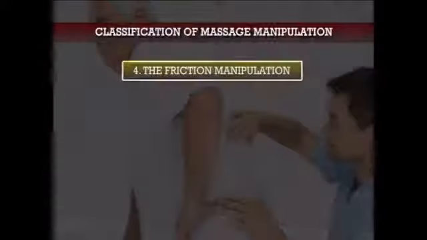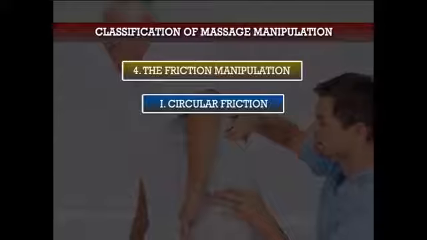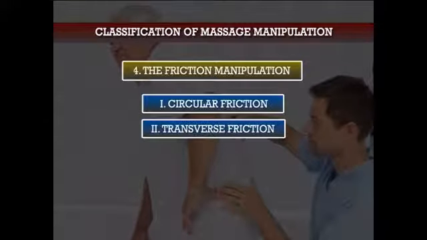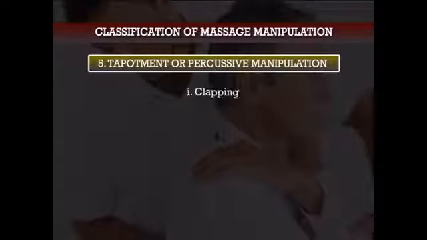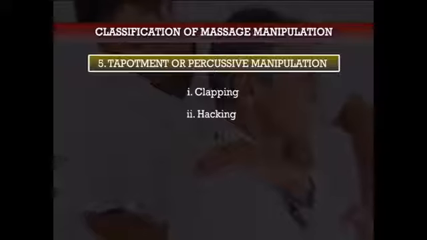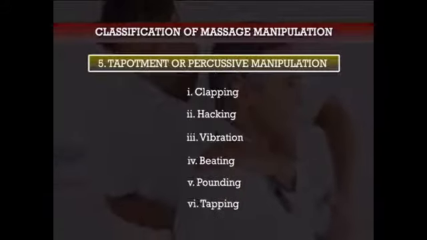Number 4, the friction manipulation. In this we have number 1, circular friction and number 2, transverse friction. Number 5, tapotement or percussive manipulation. In this we have clapping, hacking, vibration, beating, pounding and tapping.